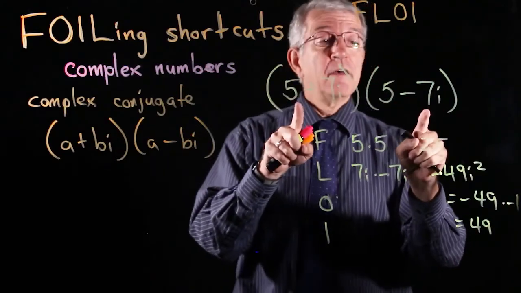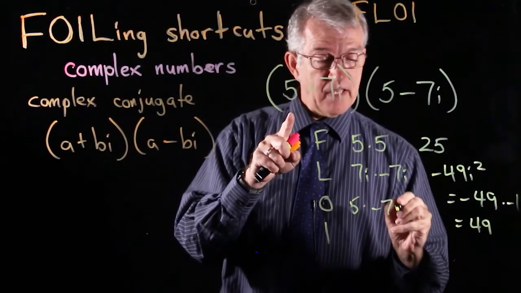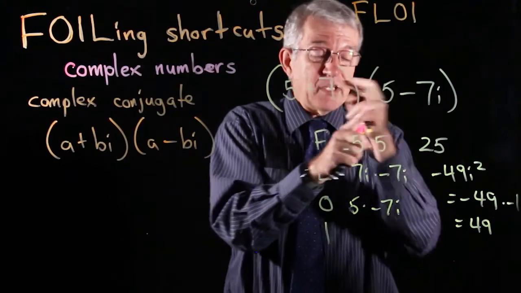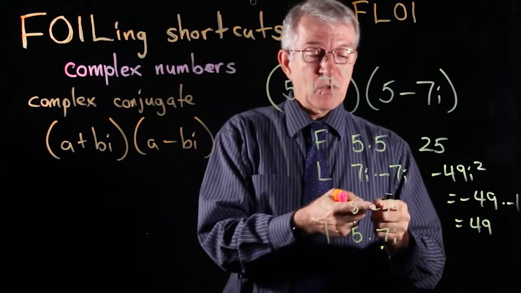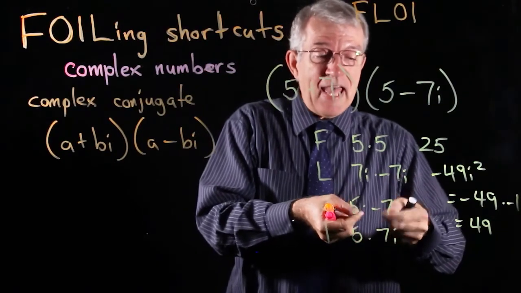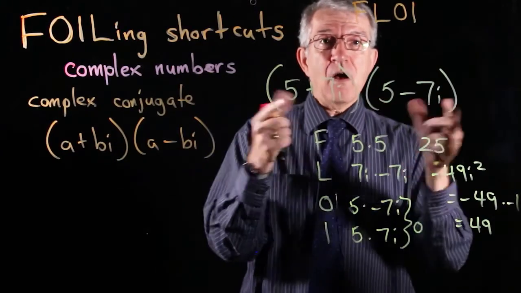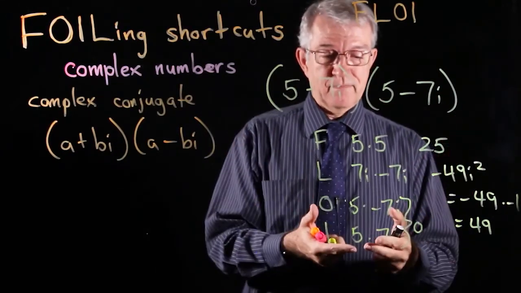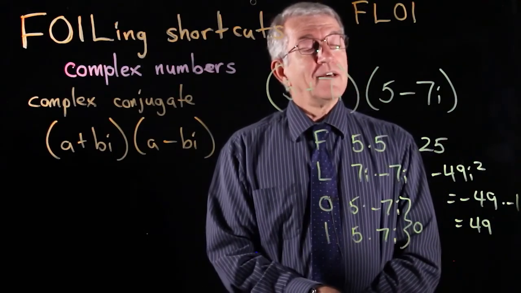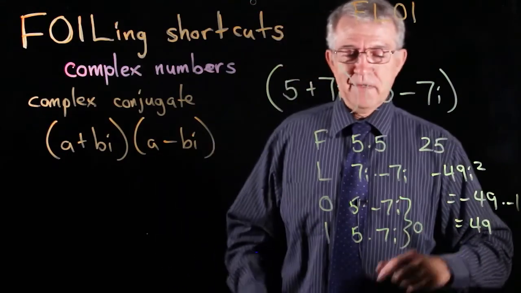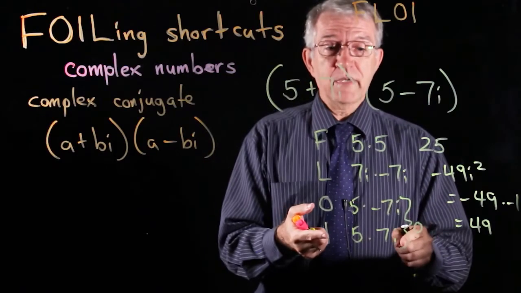Here comes the outer. 5 times negative 7i. Here comes the inner, and I'm going to change the order just so it's really obvious. This is 5 times 7i. Well, there's a minus and there's a plus. I have to add these to combine them. The outer and inner always combine to make 0. So you don't even have to do it. If you want, just for the fun of it, 5 times 7, 35. It makes you feel good to do math sometimes. If you're that person, you can do them, but you don't have to because they always go away.